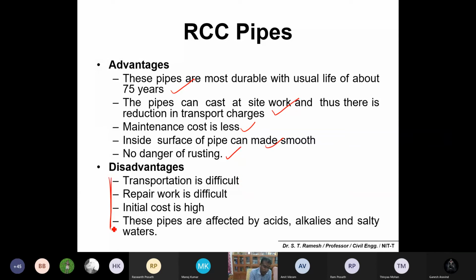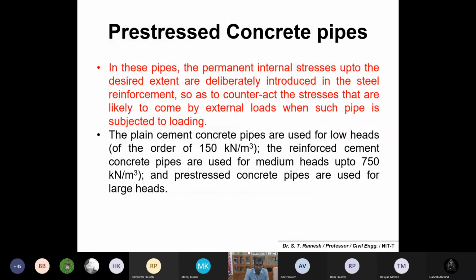But the drawbacks are that transportation is very difficult, repair work is very difficult, and initial cost is high, and these are also affected by acid, alkali, and salt water environments. These are some of the drawbacks with RCC pipes. Is it fine?